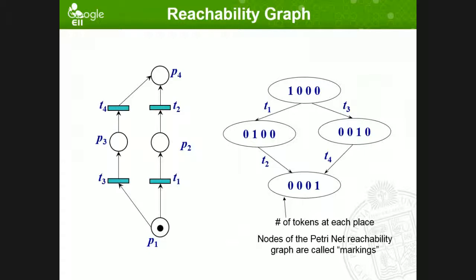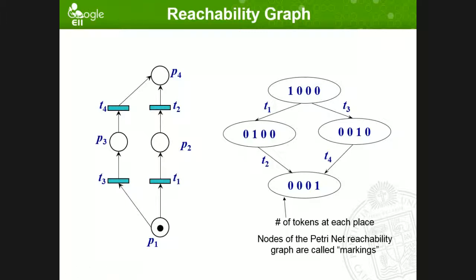As I said, the most important property is reachability, and this is associated with what is called the reachability graph of a Petri net. On the left, we have a Petri net with 4 places and 4 transitions. And you can see on the right, there are some numbers. For example, 100 means the current state of the net. So that means P1 has 1 token and the other places don't have any tokens.